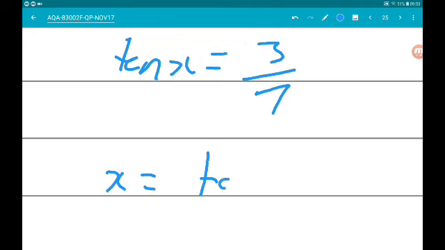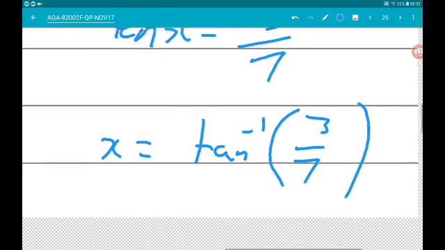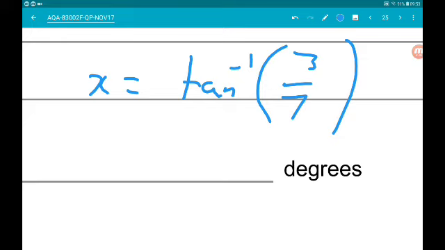Now to get X, we take what's called the inverse tan of the fraction. So on your calculator, press Shift and then tan, and then put the fraction in and press equals. Now you should get 23.2 degrees. So X is 23.2 degrees. Cool. And on that, guys, the paper is done.